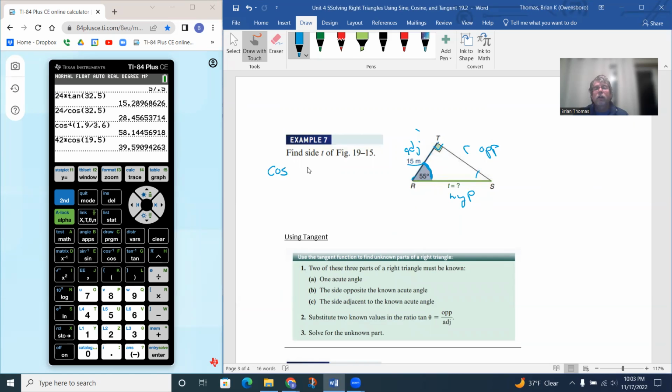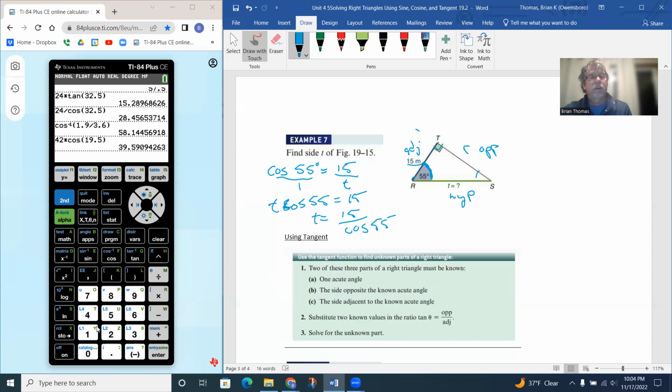So the cosine of the 55 degrees is going to equal the adjacent, which is the 15, over the hypotenuse, which is the T. So again, if we cross multiply, we're going to have t cosine of 55 is equal to this 15. So t is going to equal this 15 over this cosine of 55. So you start to see a pattern: the t and the cosine of 55 are basically swapping places in that sense.